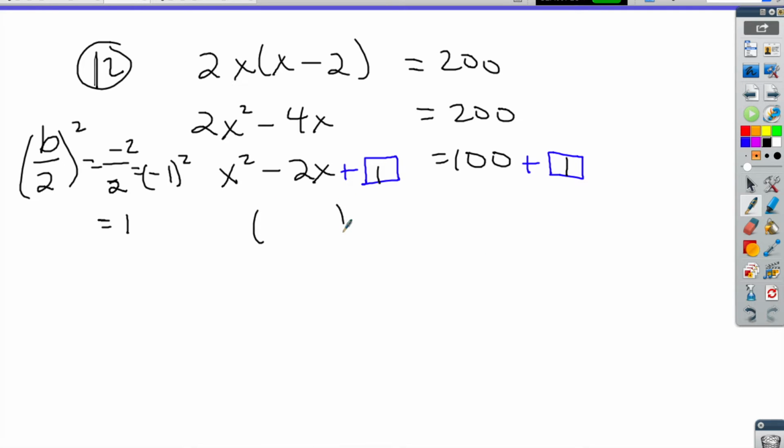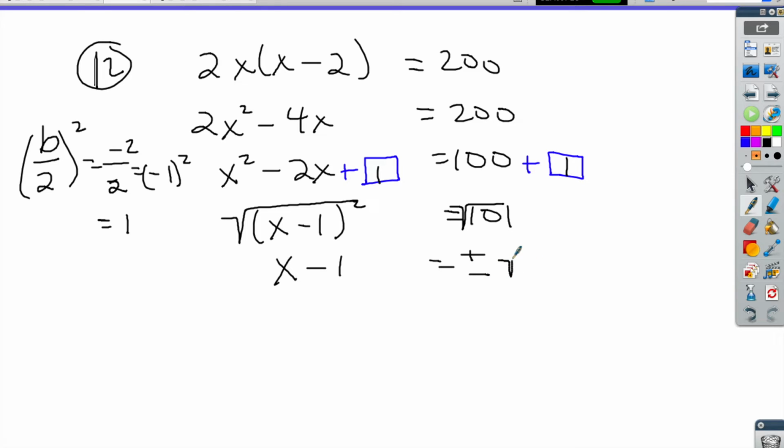When I factor this, the perfect square trinomial will be (x minus 1) squared equals 101. I'm going to square root both sides. x minus 1 pops out. Don't forget the plus and minus, square root of 101. I'm going to add 1 to both sides. x is going to equal 1 plus or minus the square root of 101.